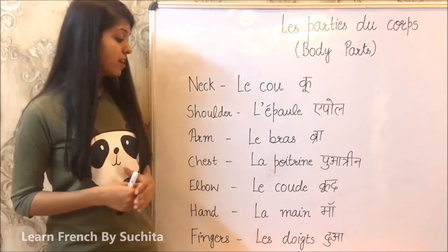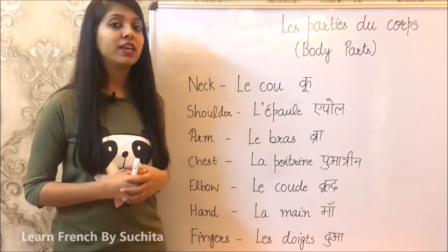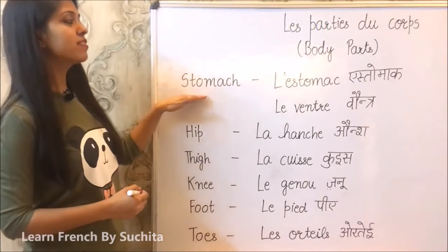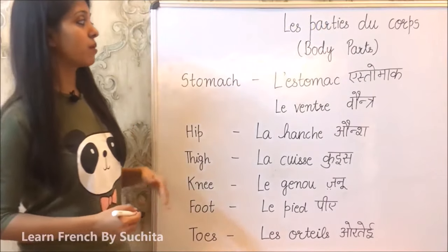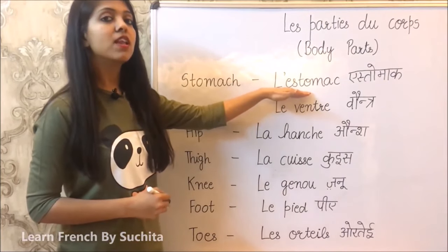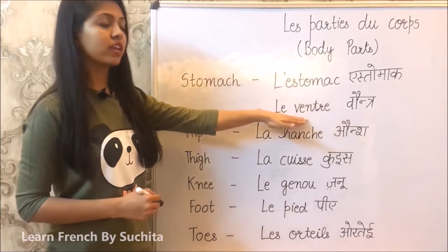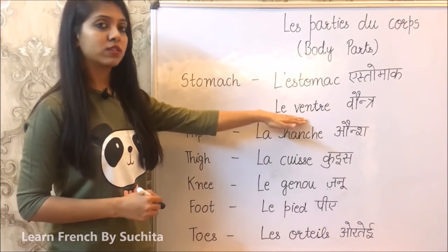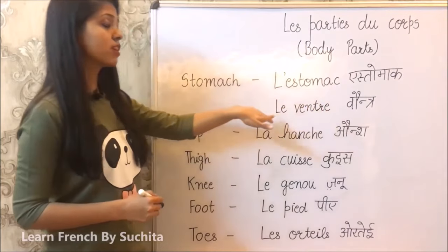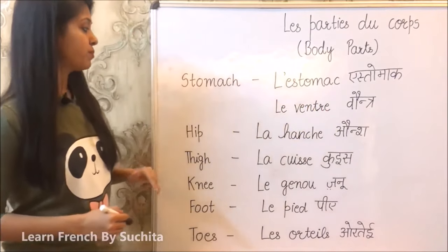Fingers. Fingers is les doigts. Okay, so the next body part is stomach. We have two ways of saying stomach. The first one is l'estomac. And the second way is le ventre. Again, it is an exception. It is ending with E, still it is masculine.